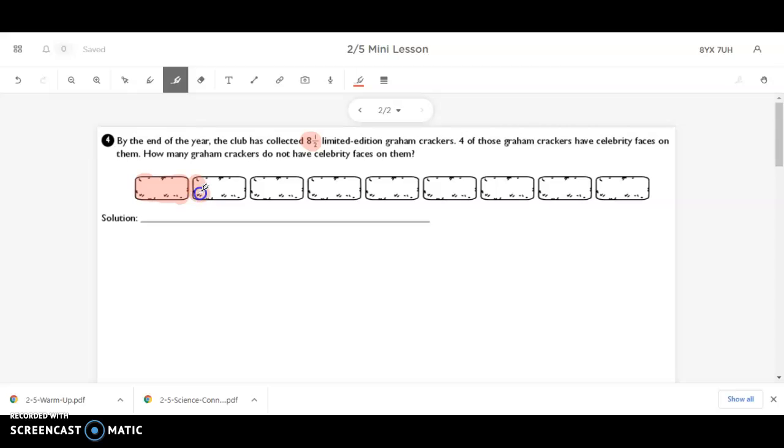1, 2, 3, 4, 5, 6, 7, 8. And then we have our fraction. How many pieces will I break my last graham cracker into for 1/2? I'll break it into 2 pieces. And how many pieces do I have? With 1/2, I have 1 piece.